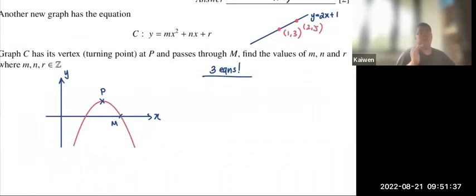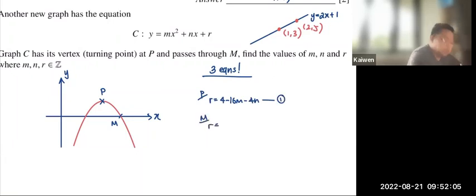You have points P and M. You can actually substitute both points P and M into the equation of the curve separately to get out your first 2 equations. So that's what I'm going to do. I'm going to work out P first. And if you were to substitute in, I'll just give you the equation straight away: r is equal to 14 minus 16m minus 4n. Equation 1. And for M, same thing, I'll give you the equation first: 0 equals 36m plus 6n plus r. Equation 2.